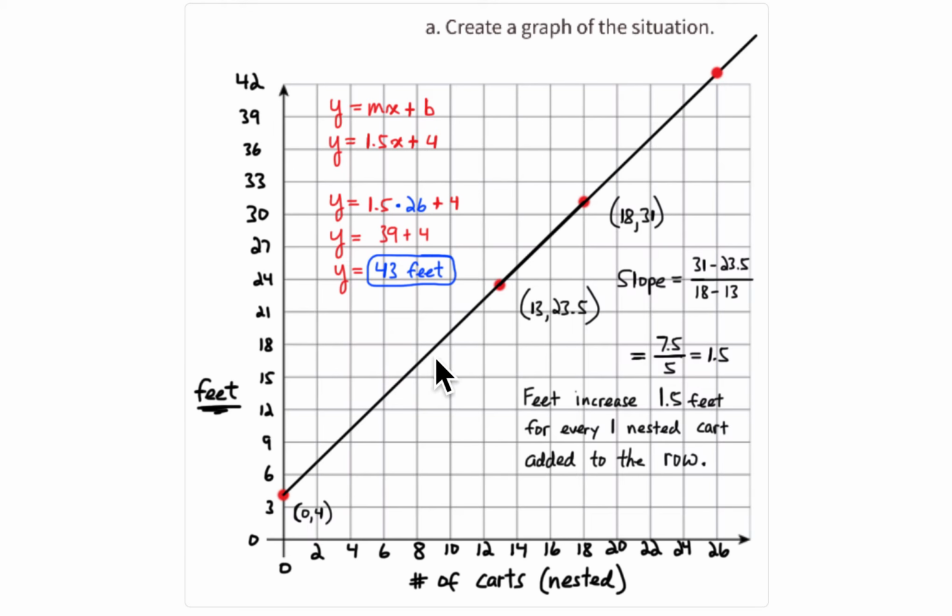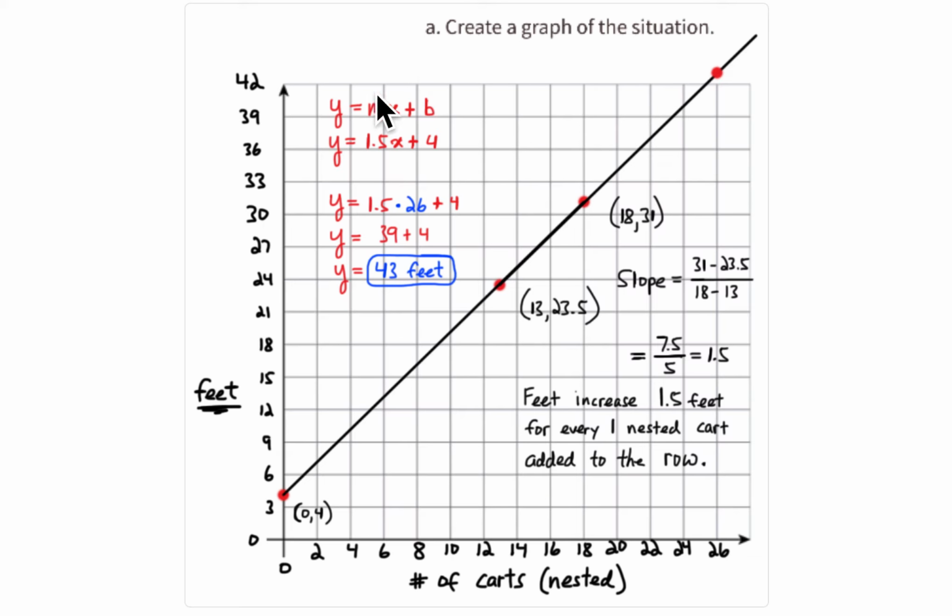And I'm going to tell you the answer. The answer is 26, because I can extend this line out and go up to where 43 is and go over to the x value for a y value of 43, and you're going to see that it lines up with 26. So it's 26 nested carts.